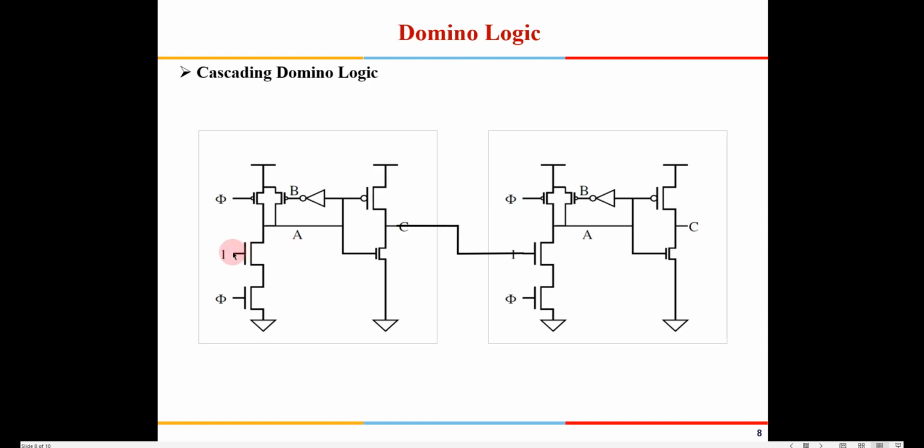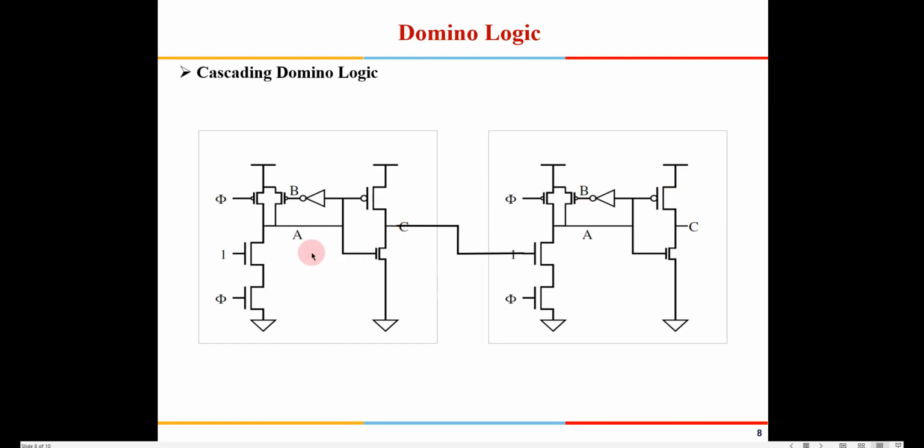Now suppose the input is such that this output is to be discharged to 0. In that case this will be discharged to 0, then this will go to 1, and if this goes to 1, this goes to 0, and this goes to 0, this goes to 1. So this is known as a domino effect, right? What is a domino effect?